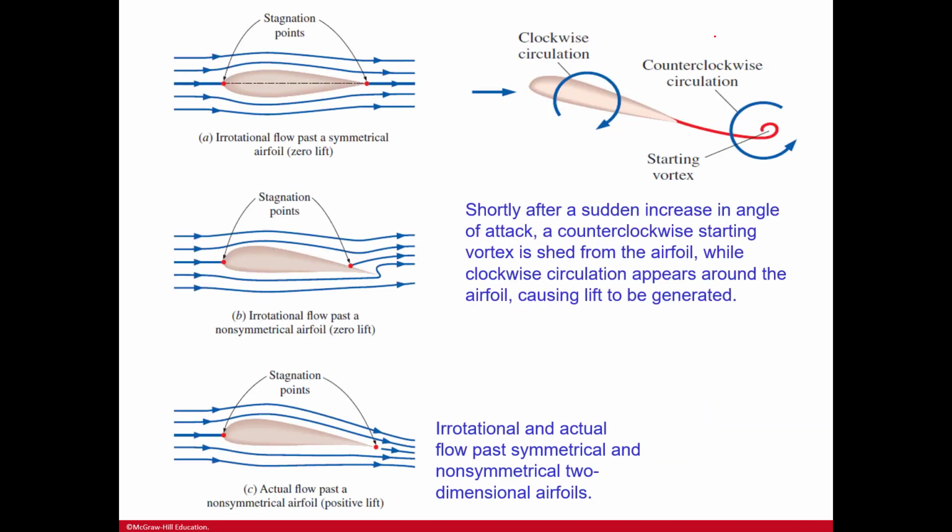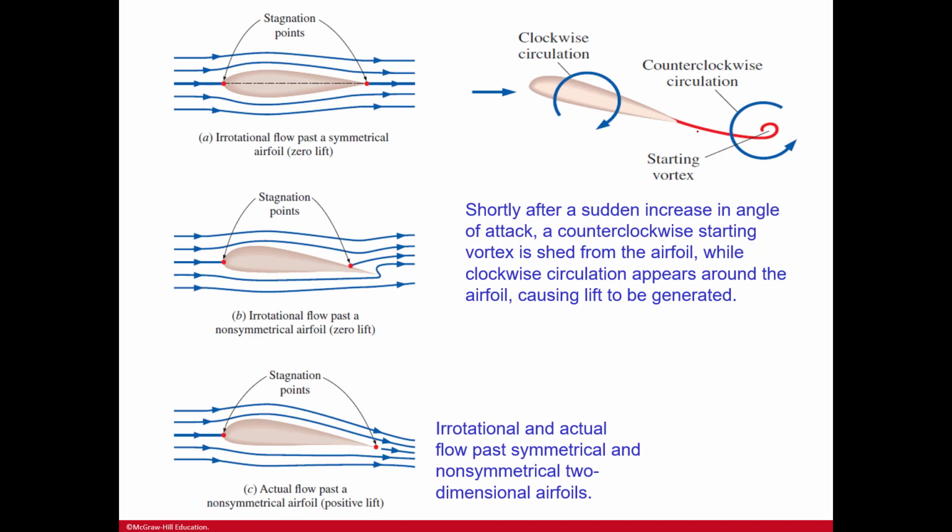So here you see these stagnation points in red. Of A, an irrotational flow past a symmetrical airfoil, which is zero lift. You see those stagnation points for B, the irrotational flow past a non-symmetrical airfoil, which is still having zero lift. And then the stagnation points for C, an actual flow past a non-symmetrical airfoil, which is generating positive lift. You can see this clockwise circulation, and then the counter-clockwise circulation for the starting vortex here.